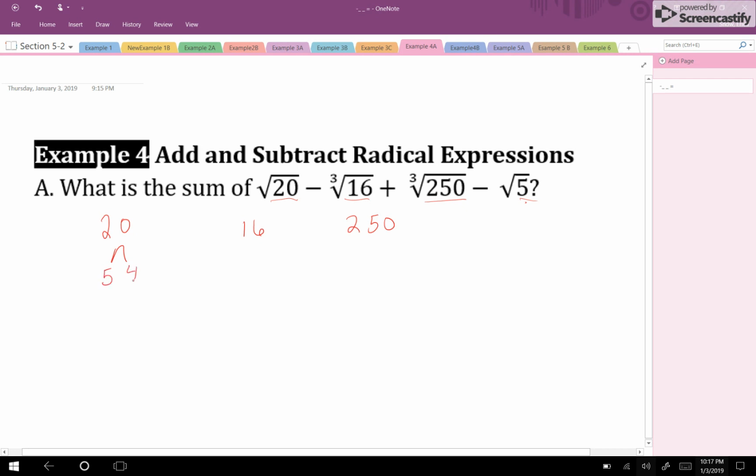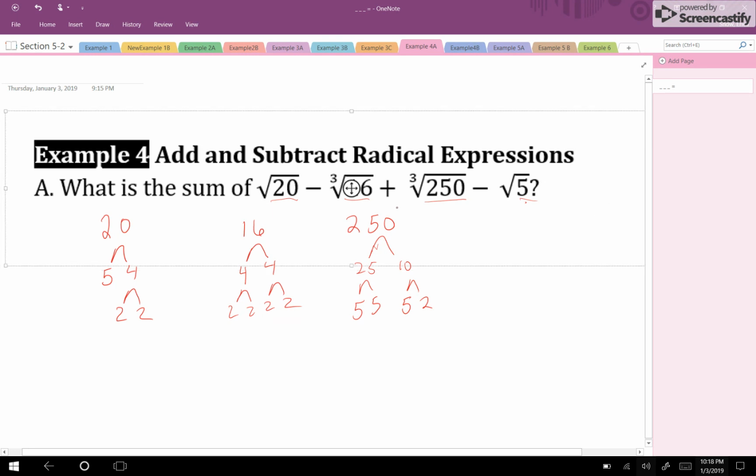20 becomes 5 and 4, 2 and 2. 16, 4 and 4, 2 and 2, 2 and 2. 250, I'm going to do 25 and 10. And then we have 5 and 5 and 5 and 2. Now, the 16 and the 250 both have 3s as our indices, so we're going to need 3 2s out front and 3 5s out front.